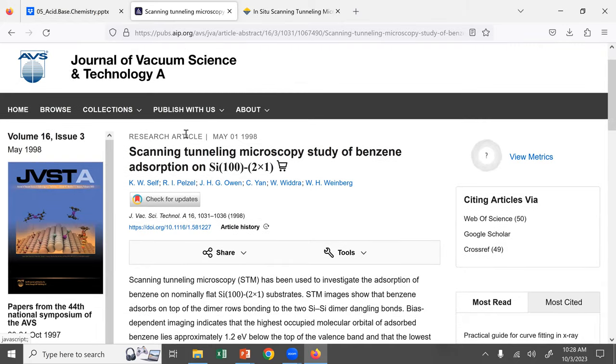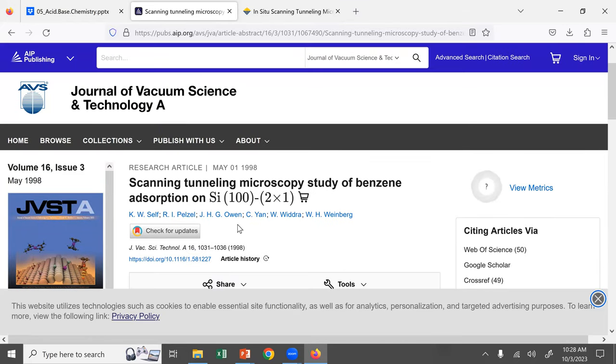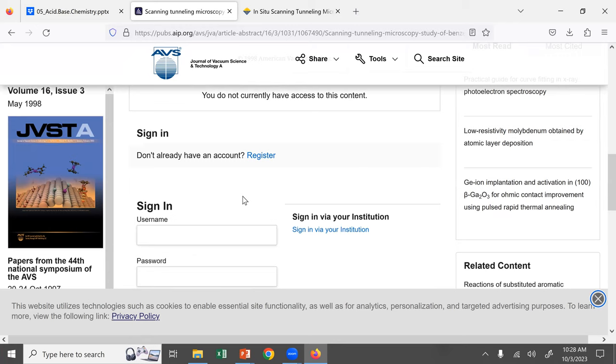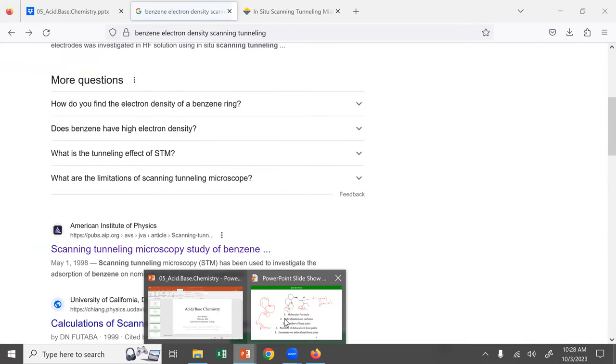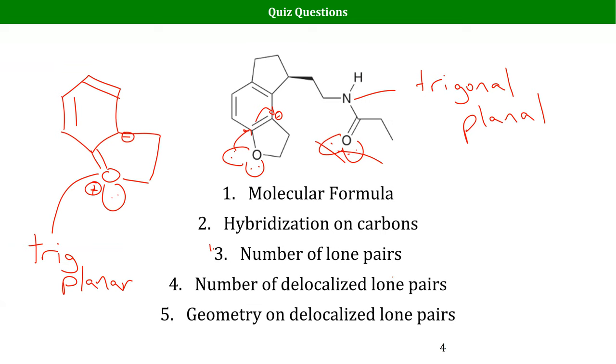Just because it's really cool to see that we can actually measure this directly. I'll try and find that figure on the break. So I'm not spending too much time here.